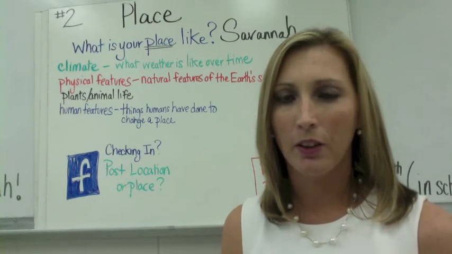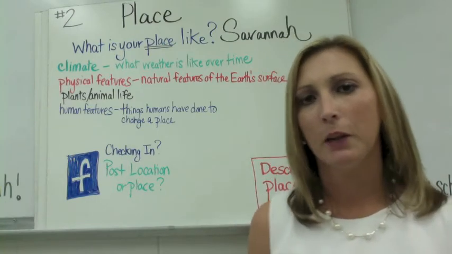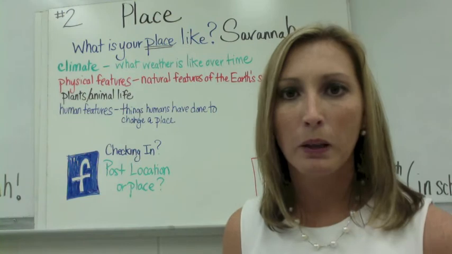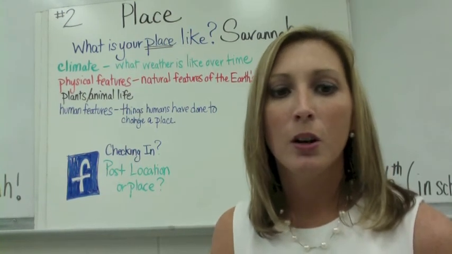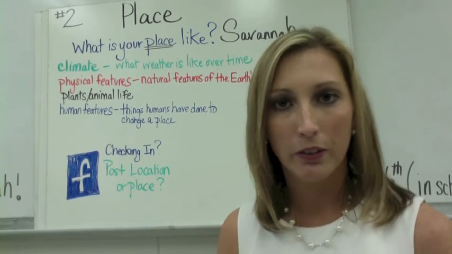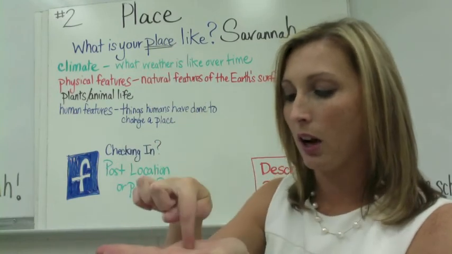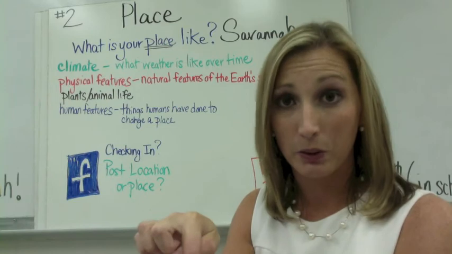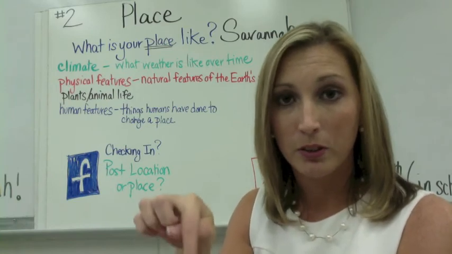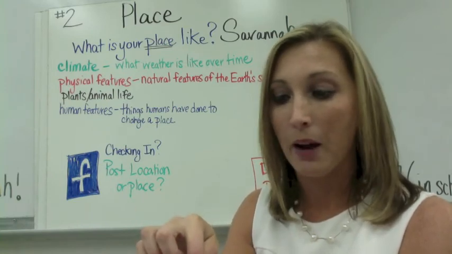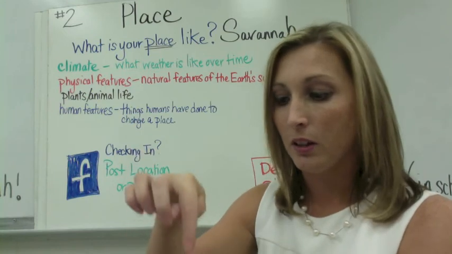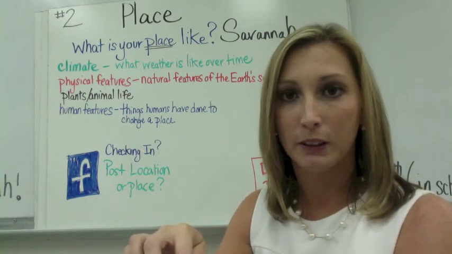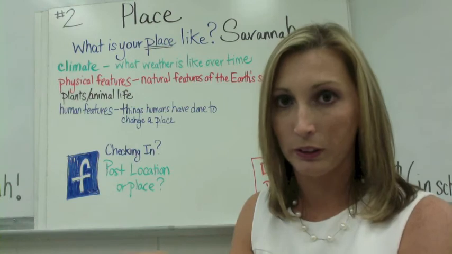Also, checking in on Facebook. This is a good example of how to differentiate place and location. When you check in on Facebook, you're given a map, and it puts a dot on the map, and it shows where you are. At that point, it's giving your absolute location. Your absolute location on the map would be the point, the GPS coordinates, the global positioning system coordinates.